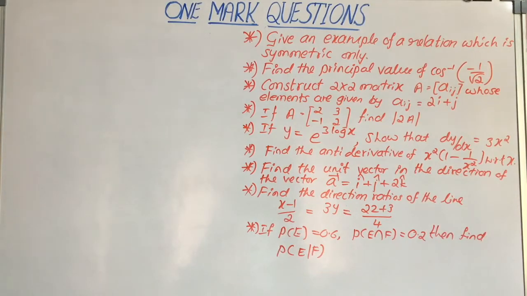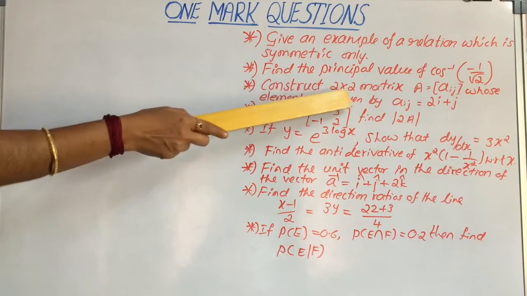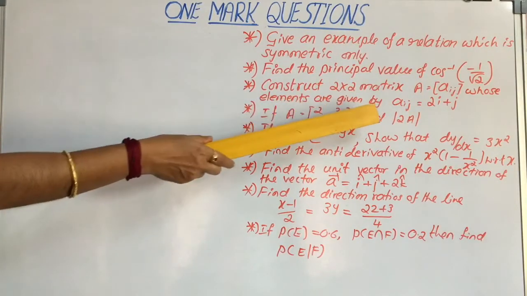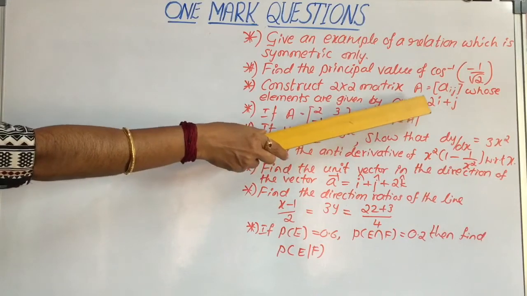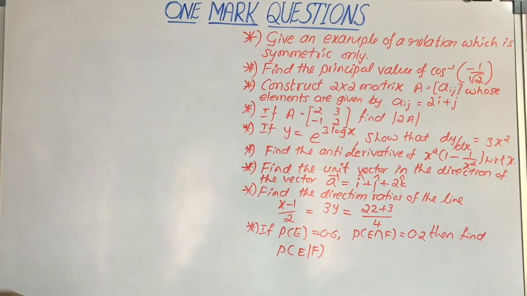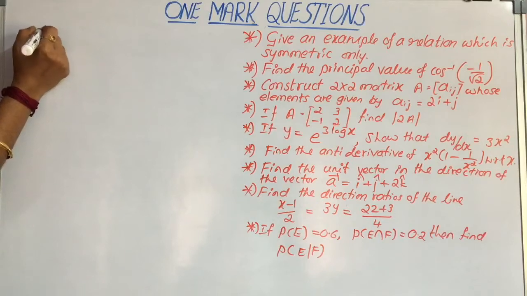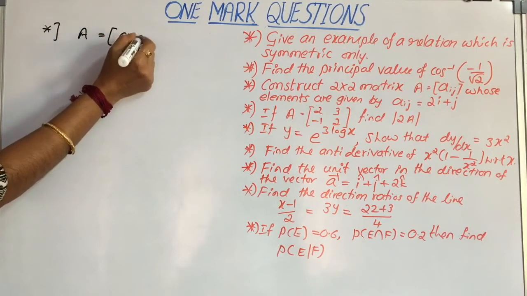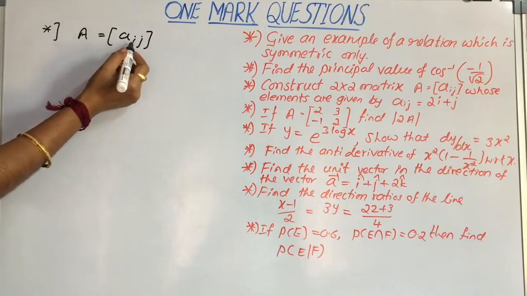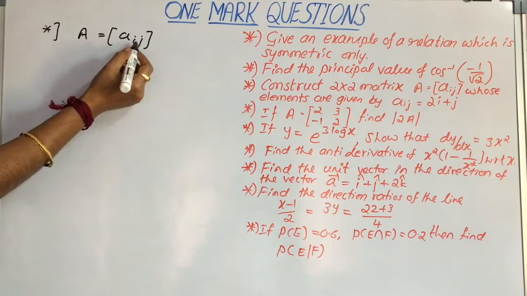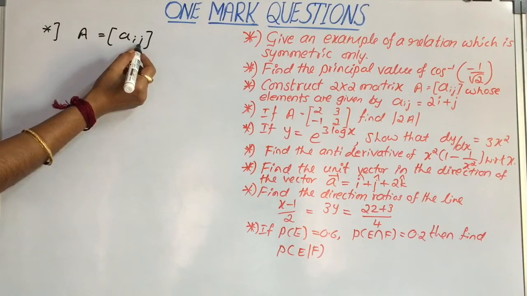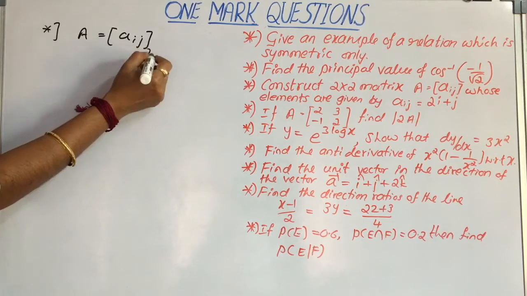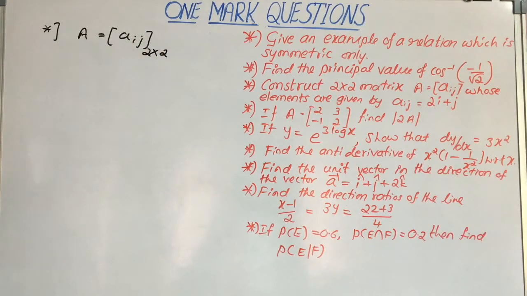Now let us move on to the next question. Construct a 2 cross 2 matrix A equal to Aij whose elements are given by Aij equal to 2i plus j. Let us consider a matrix A equal to Aij where i indicates the row and j indicates the column position of the element. We have to construct a matrix of order 2 cross 2.